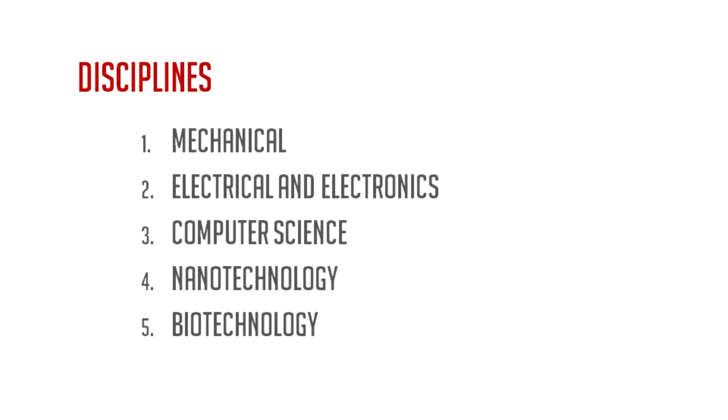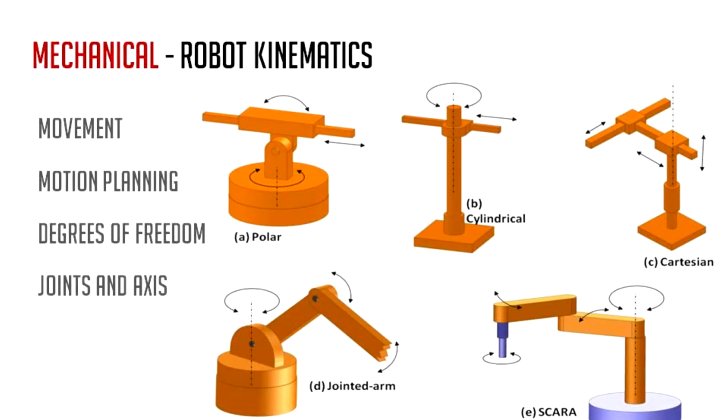Okay, so now first one, mechanical. So mechanical engineering is related with the robot kinematics, okay? So anything to do with robot movement, anything to do with the motion, so planning the motions or the degrees of freedom, okay, like how many ways the robots can move, in what positions can it go, if you know the values of the joints and axes, all these things.